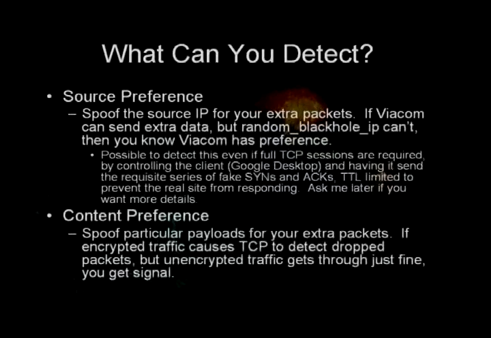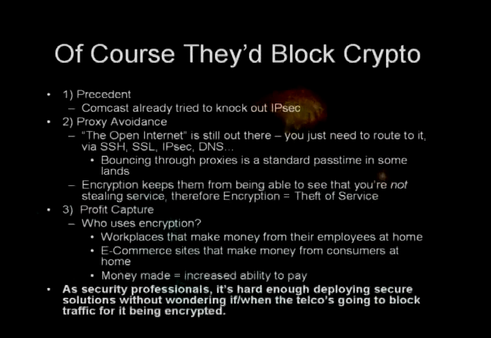You can also do content preference. You can have it say, we're going to send some encrypted traffic over this link. Let's see if encrypted traffic is marked as specially interfering. You might say, encrypted traffic? Why would they interfere with encrypted traffic? I thought this was about video. Well, let's look at the history. Well, first of all, they did, right?